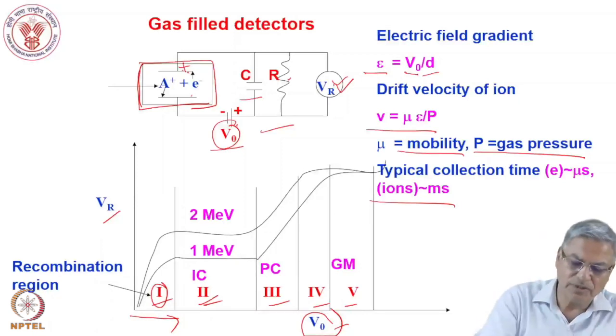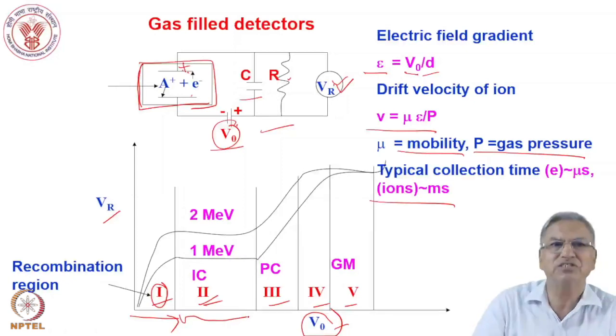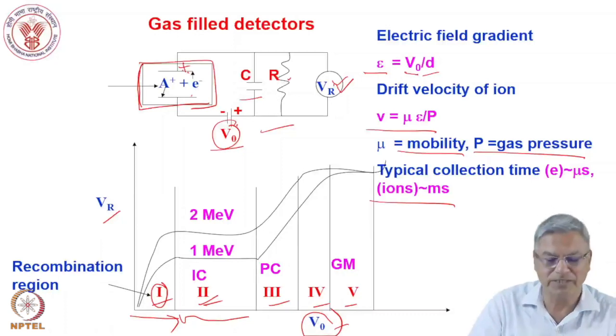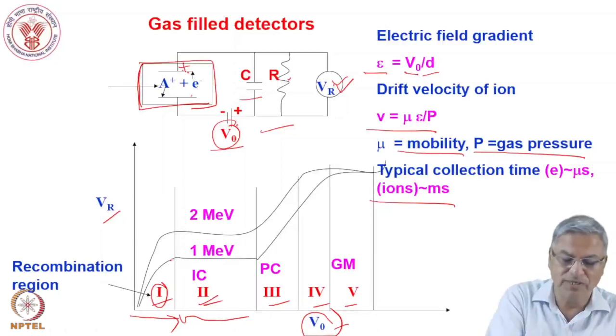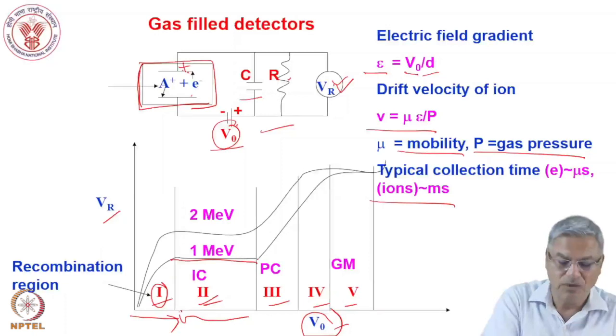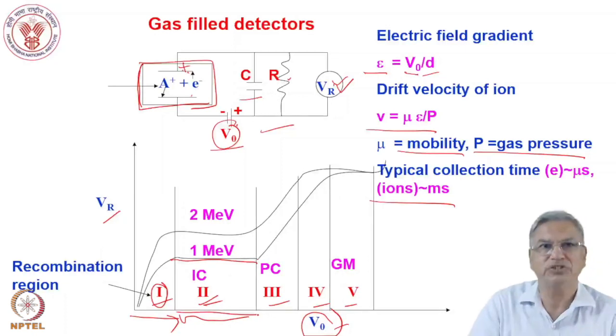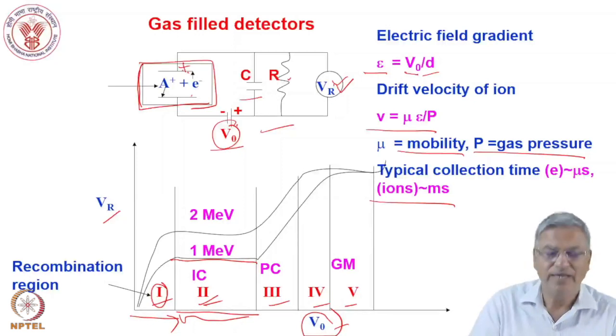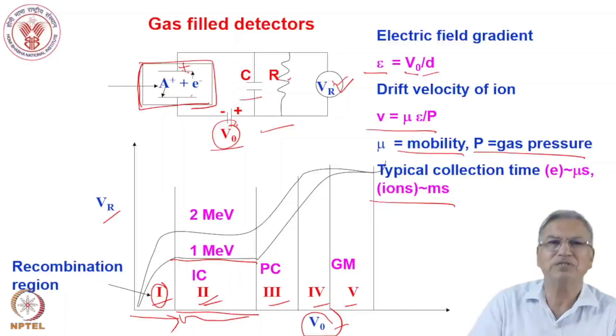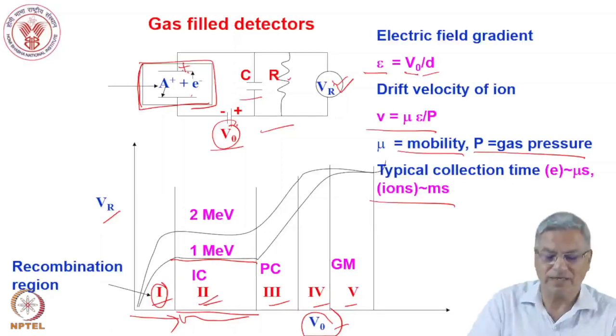In the second region, the ionization chamber, all the primary ion pairs that are produced as a result of the interaction of radiation with the gas material are collected. And that is why you see the pulse height remains constant over this region of applied voltage. This is called the ionization chamber, whereby you collect the ion pairs across the electrodes, and the pulse height is constant because generally all of the ion pairs are collected.